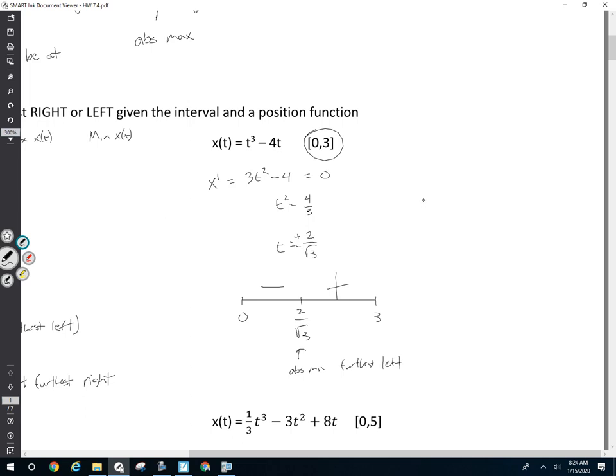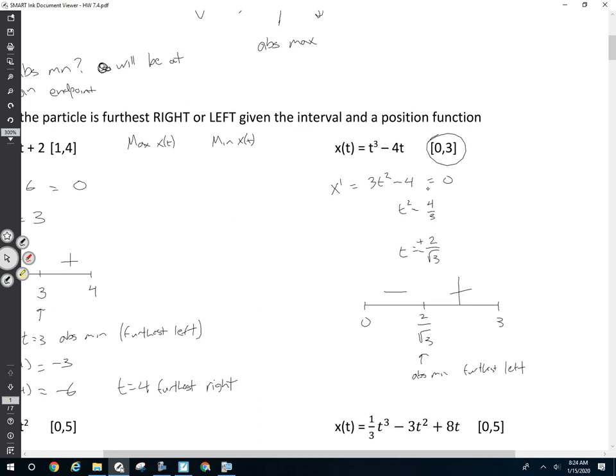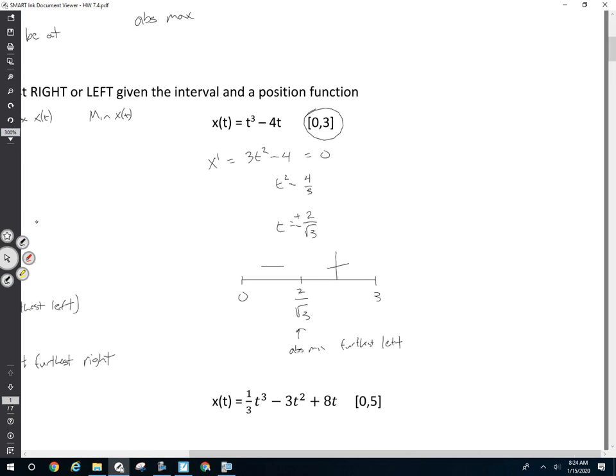To check where I have the particle furthest right, it's either going to be at the endpoint 0, which will give me a position of 0, or the endpoint 3, which will be 27 minus 12, which is 15. So furthest right will be at position 3.